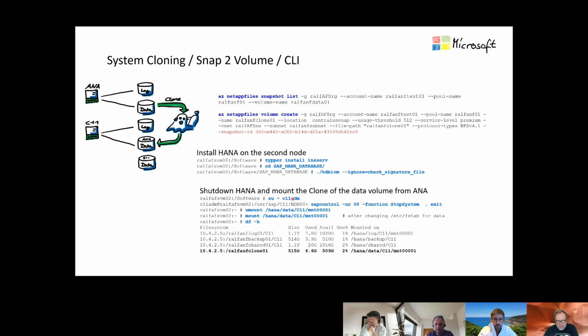As mentioned, we log into that C11 ADM and shut down the C11 system. I unmount my old data volume because I don't need this anymore. And as you see here, I mount my cloned volume as my actual data volume. That is my cloned volume from ANA, and I mount that clone into C11 MNT001. So this will be my new data volume, and afterwards I can of course destroy the old data volume from the old C11.